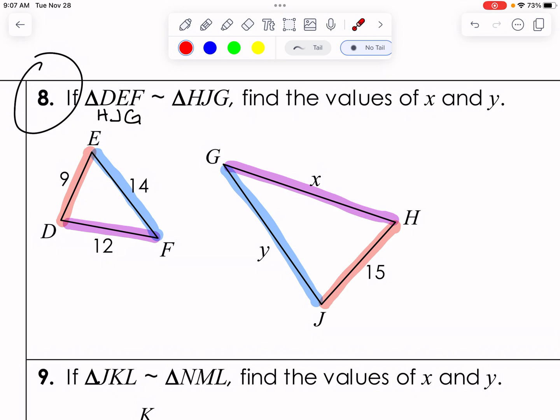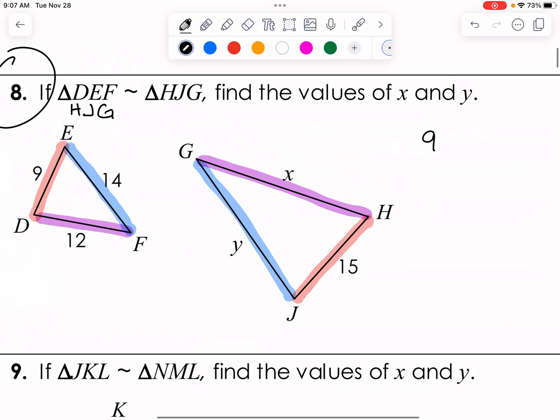Right, in that case, let's put 9. That's the scale factor there. If we were to simplify it, we could get a more simplified scale factor. But in order to find this, it's 9 over 15. Let's find blue first. So let's put 14 over y. Okay.